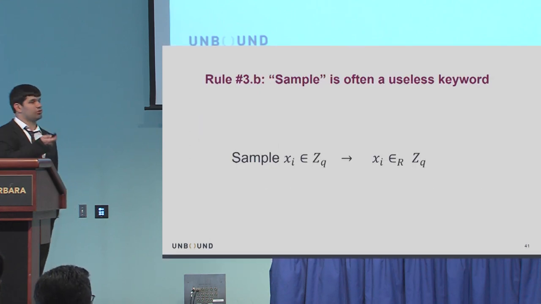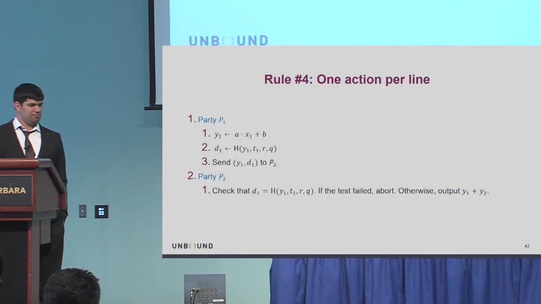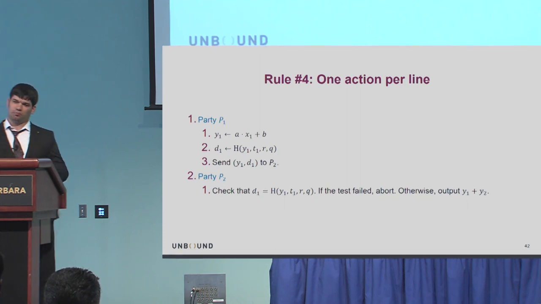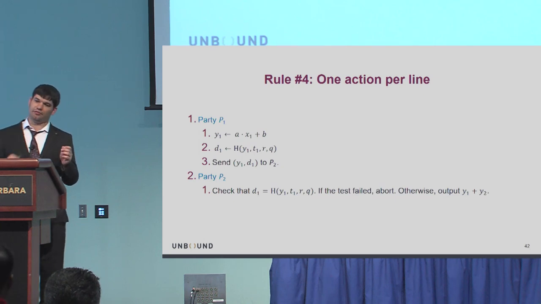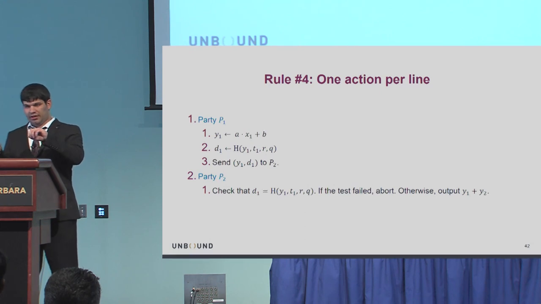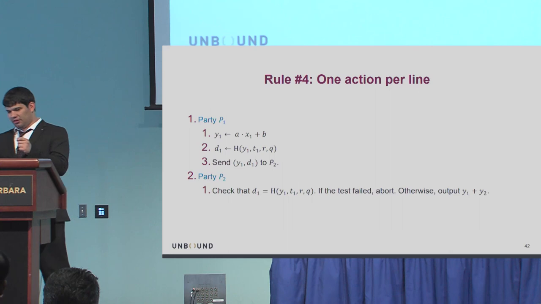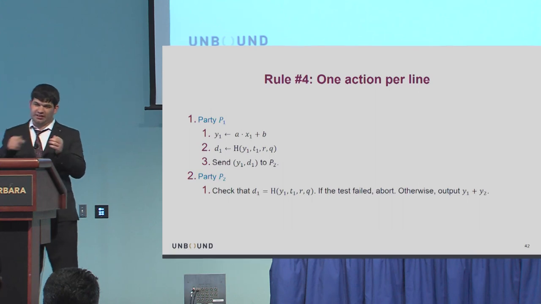Well, sample, this is often something you can replace by a symbol. But then you can see, say, one action per line. Because often when you're describing protocols you see in the literature, they're putting multiple things in one line. But when you're implementing and verifying, what ends up happening is that you implement the first part of the line. And then you have to go back, you have to write that. Then you have to read the entire part of the line to get to the second thing.